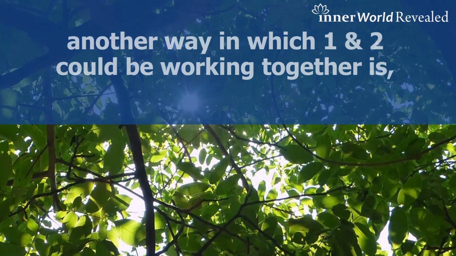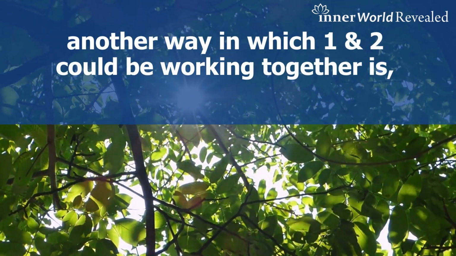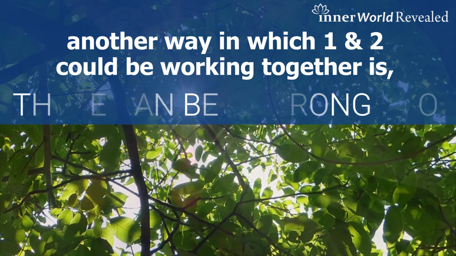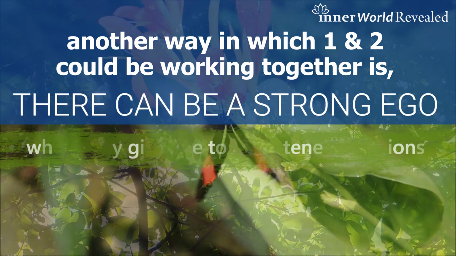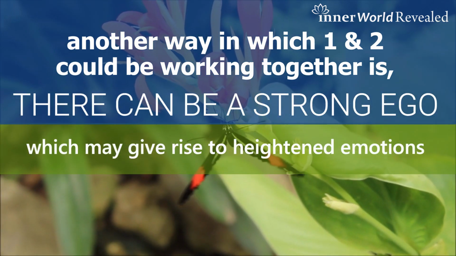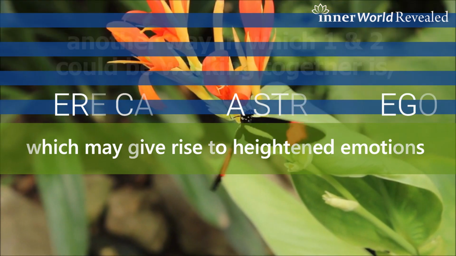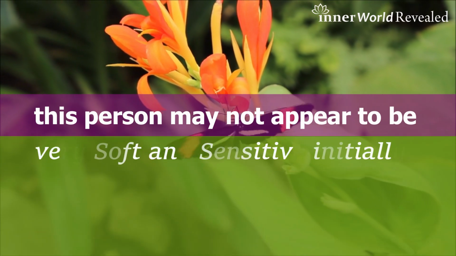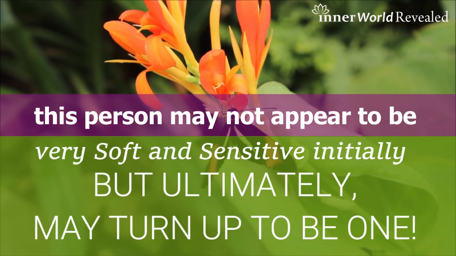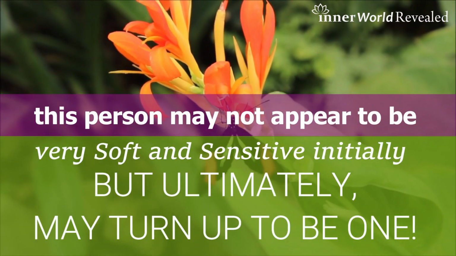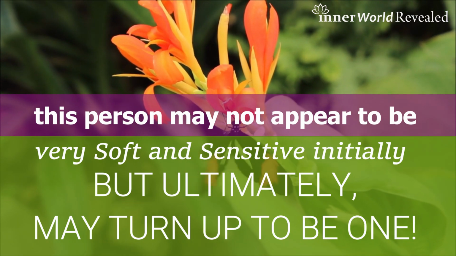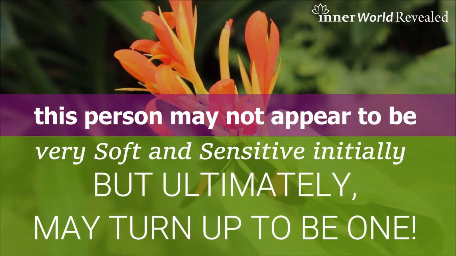Another way in which 1 and 2 could be working together is there could be a strong ego present in the person, and this ego could be giving rise to heightened sensitivities and emotions. Basically, this may not appear to be a very soft and sensitive kind of person, but ultimately this person is going to turn out to be one.